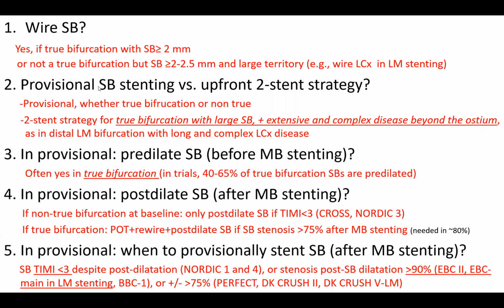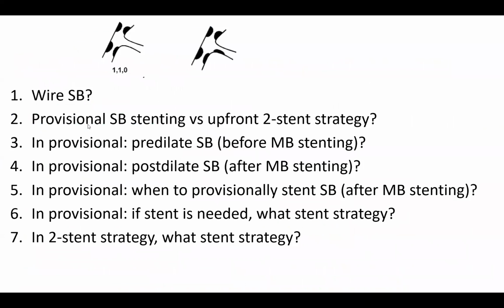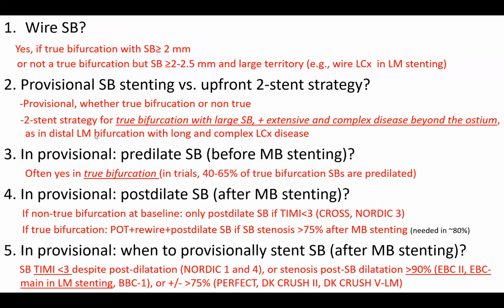Now, when you decide provisional side branch versus upfront two-stent strategy, most often, based on those trials that I showed here, most often, and even in true bifurcation, you should use a provisional strategy. You use a two-stent strategy for a true bifurcation with a large side branch over 2.5 millimeter with, like I mentioned, extensive disease, more than 10 millimeter in length, and complex disease beyond the ostium and more severe, over 90% most often. Okay, as in distal left main bifurcation with long and complex left circumflex disease. So that should be a minority.